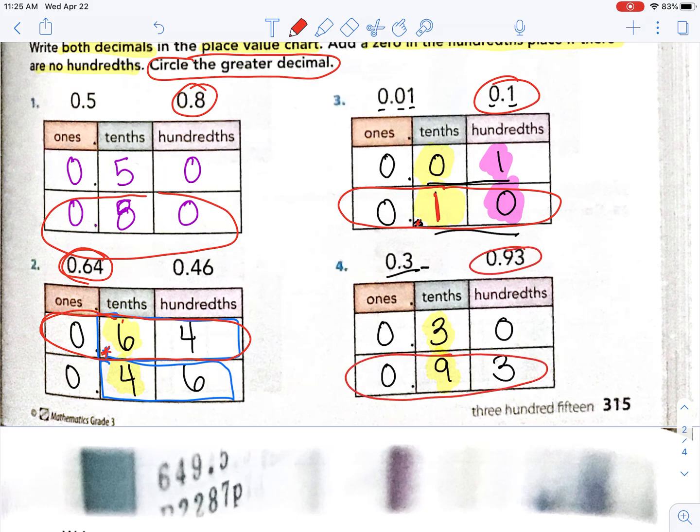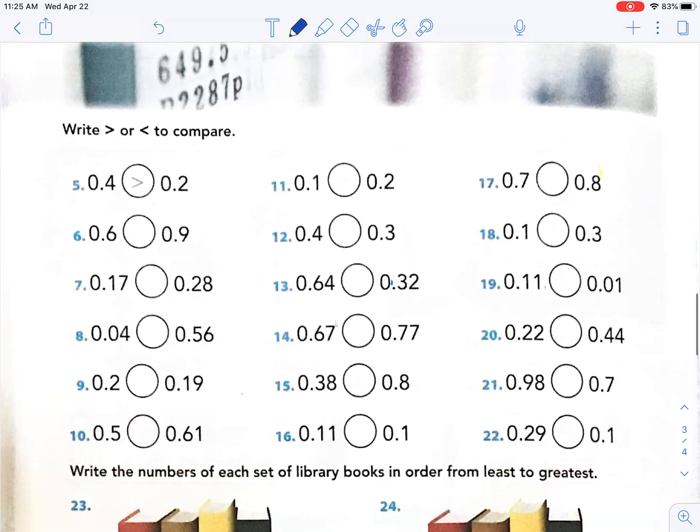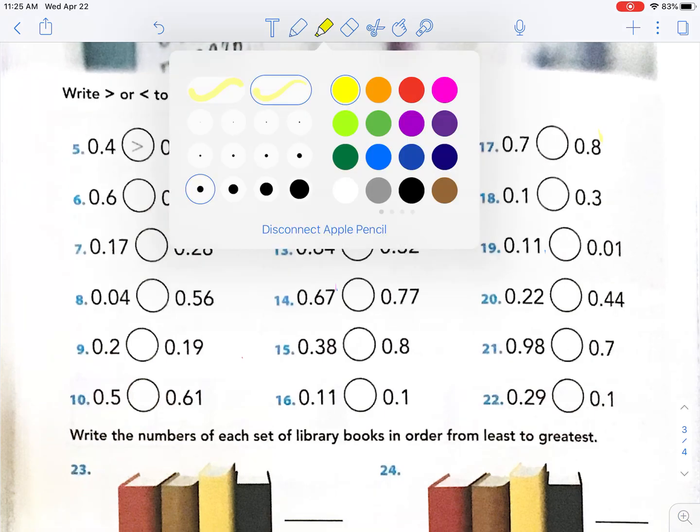And I also know, boys and girls, if I compared it as hundredths, watch this. What's more, 30 hundredths or 93 hundredths? 93 hundredths. The answer is still the same. Okay, so we're going to do more of this. This is the very same thing we just did, except there's no chart anymore. We're going to have to be super duper careful.